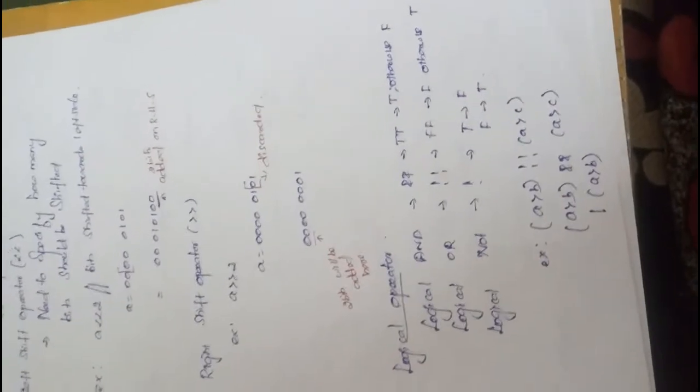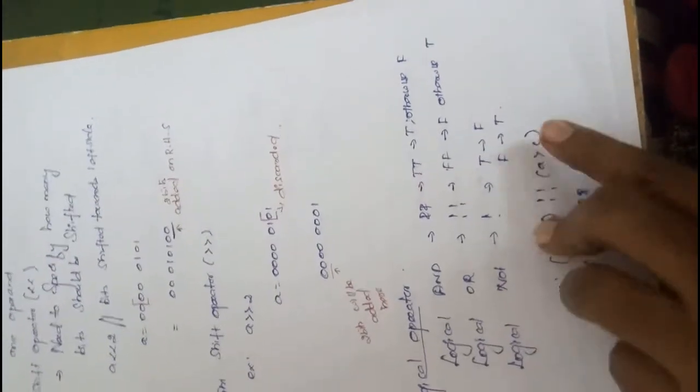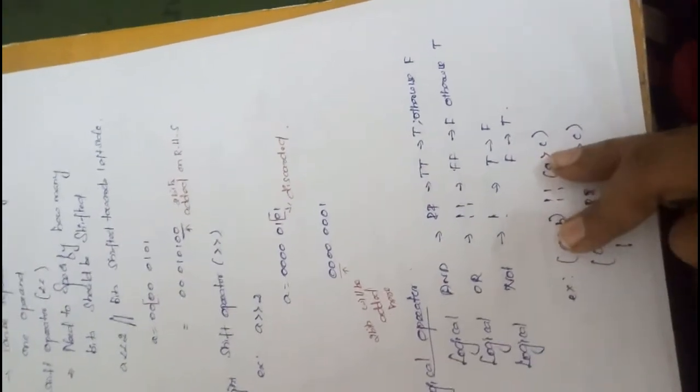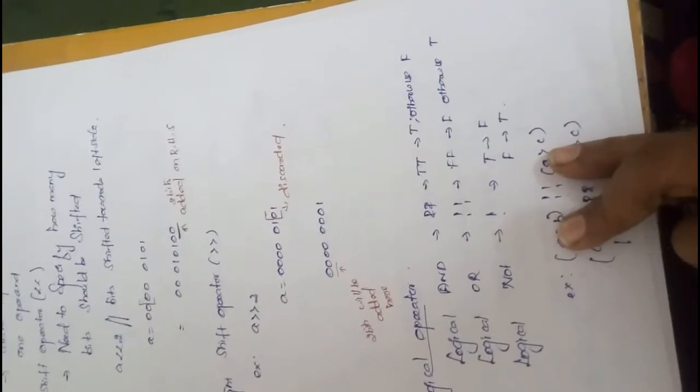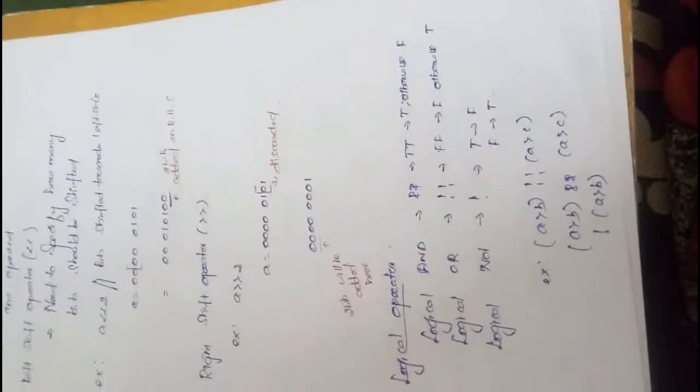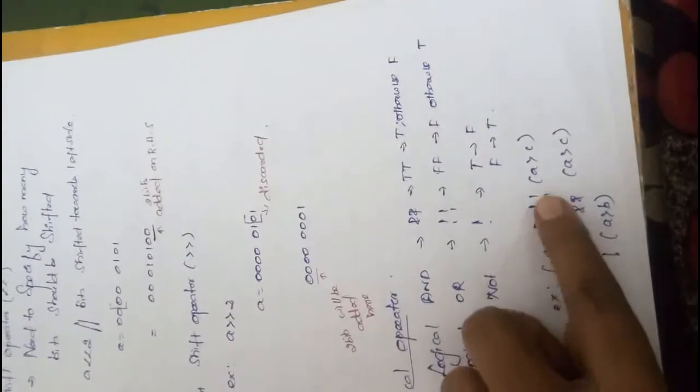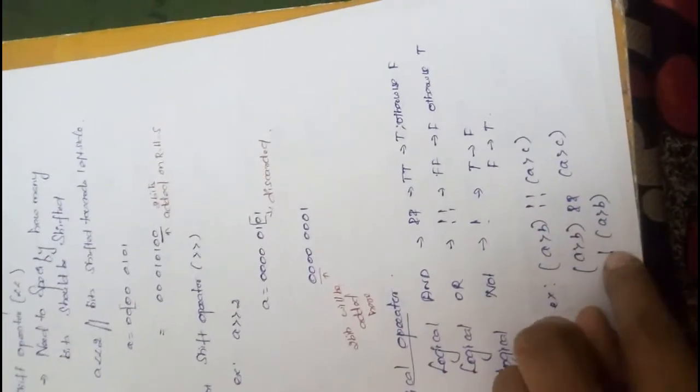Suppose you want to perform 2 single conditions, that is A greater than B, A greater than C. So these 2 combined are called a compound statement. If you want to perform some operations on a compound statement, then you have to go for logical operators. So there's logical OR, logical AND, then negation. As simple.